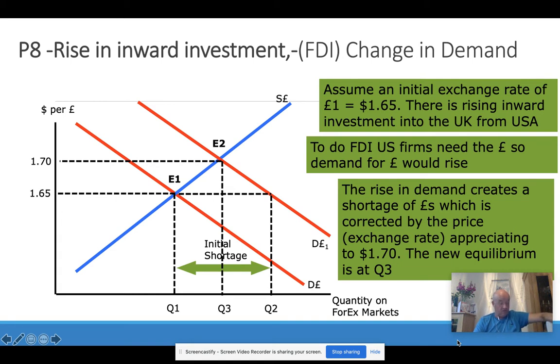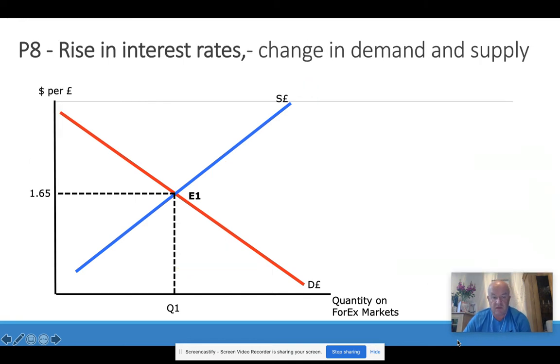So we're talking about a rise in interest rates, and in this instance we've got to bear in mind that that's going to have an effect on both curves. Okay, let's look at why that might happen. Again, the starting point is the same as the previous two situations, an equilibrium point of E1, where at Q1 the quantity of pounds demanded is basically £1 to $1.65.